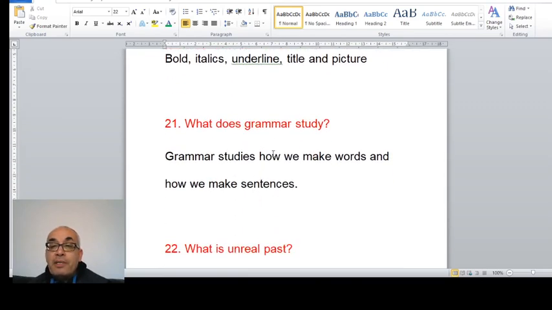21. What does grammar study? Grammar studies how we make words and how we make sentences. Of course, making words is studied under morphology, and making sentences is studied under syntax. But this is too difficult for you. Just, grammar studies how we make words and how we make sentences.